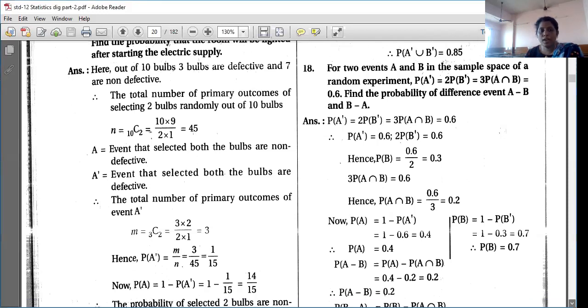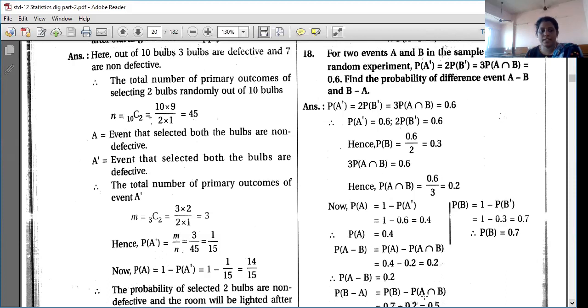So you have to find out first A dash, that is the event that both selected bulbs are defective. That you have to find first. Defective होगा तो A dash. So the total number of primary outcomes of event A dash is equal to M, which is 3C2. So defective are 3, so 3C2. So 3 into 2 upon 2 into 1, that is 3. Then P of A dash will be M upon N, that is 3 upon 45. So that comes to 1 upon 15.